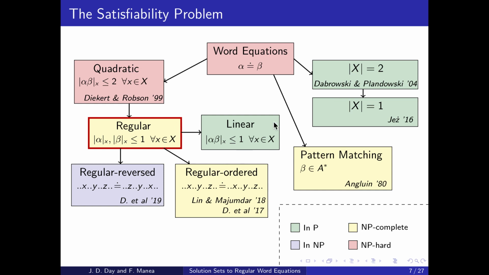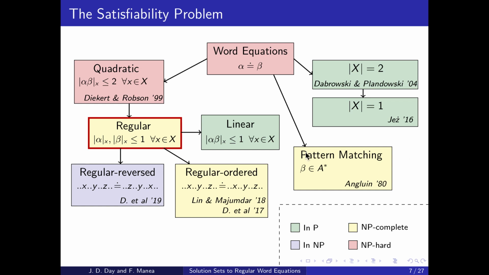We also have this case of linear equations where each variable can occur at most once. So we don't limit the number of variables, but each variable can occur at most once in the equation. This is a relatively trivial case, at least in terms of the complexities that we are looking at. It's trivial to see that it's solvable in polynomial time.